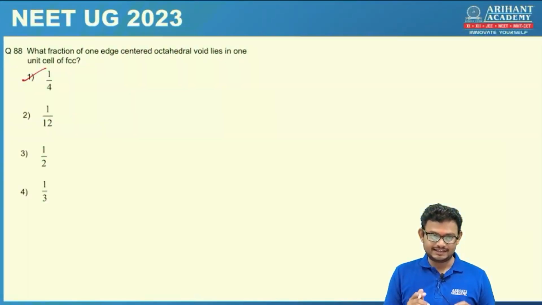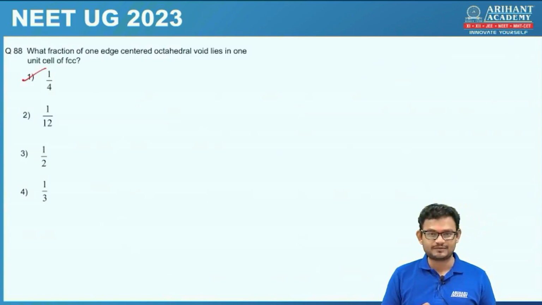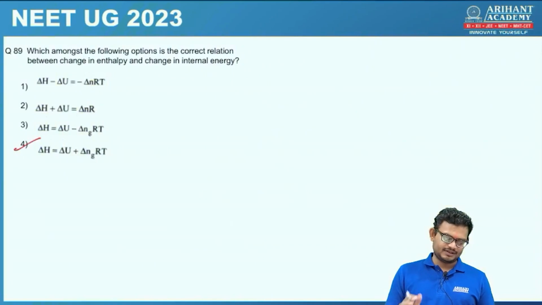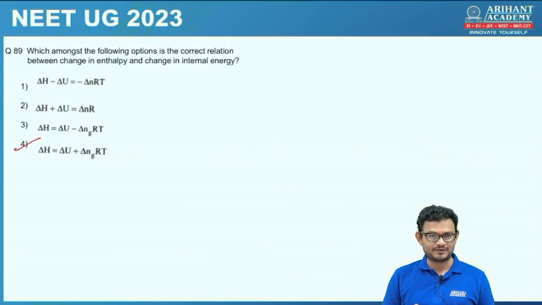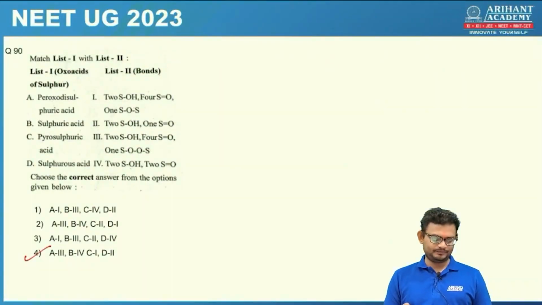Again NCERT का direct question है. What fraction of the H-centered octahedral void lies in 1 unit cell of FCC? It is 1/4. Again a straightforward question. Next, देखो फिर से एक straightforward question आ गया, तो exactly formula ही है. Which of the following options is the correct relation between change in enthalpy and change in internal energy? तो straightforward question था, delta H is delta U plus delta n g RT, which is option 4. Let's come to the next question.